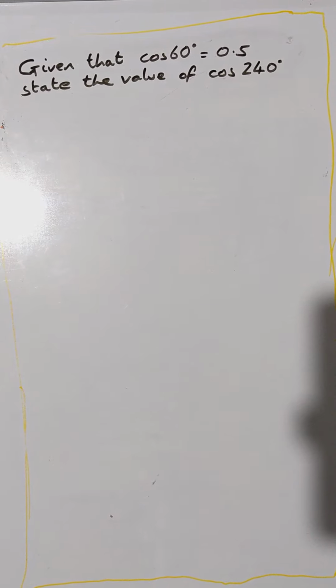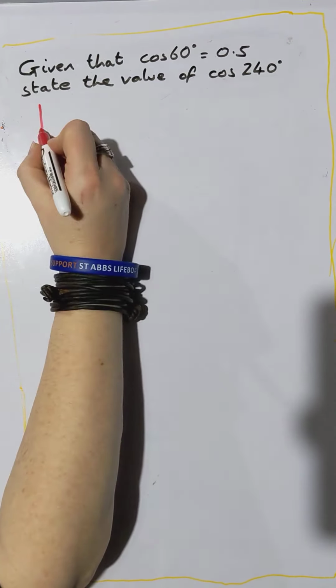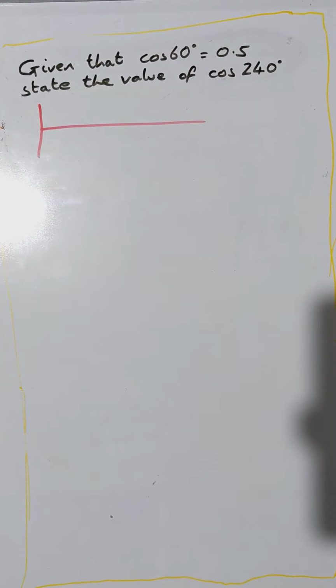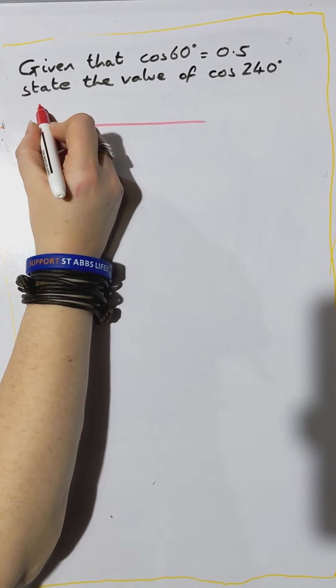Let's look at another trigonometry past paper question. We're told that given that cos of 60 degrees equals 0.5, state the value of cos 240 degrees. Now, personally, I believe that this one will be easier with a cos graph. You can use CAST, but I prefer the cos graph for this style.